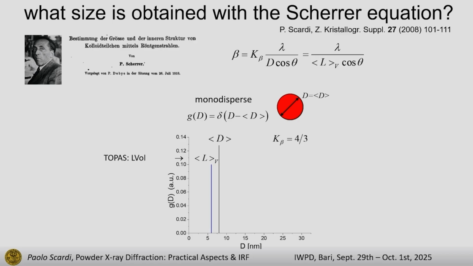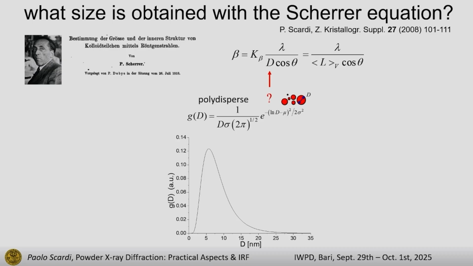Now, in real cases, you hardly have the same size. Let's imagine you have a distribution of sizes. For example, this is a log-normal. So the point is, is the Scherrer equation still valid? Good news, yes. What is the meaning of the size you get? Not so good news, because it becomes complicated, even more than before. Let me show you, because fortunately, it ends up in just a formula, so we can handle this.